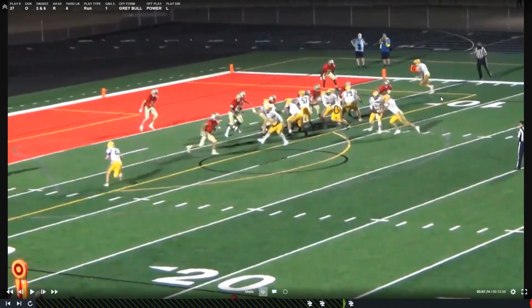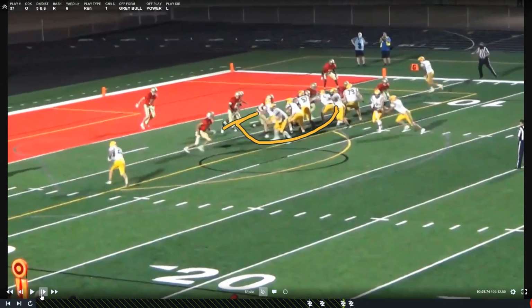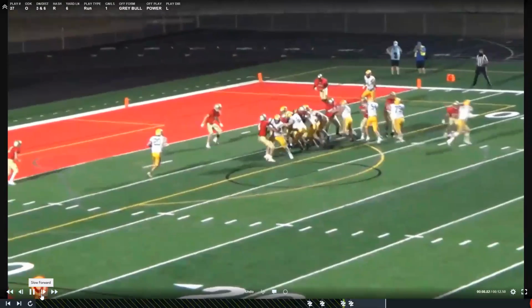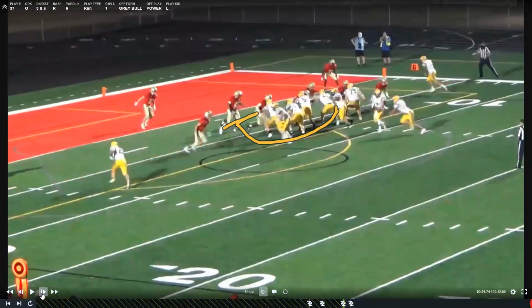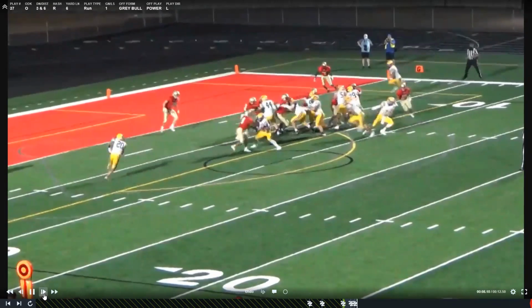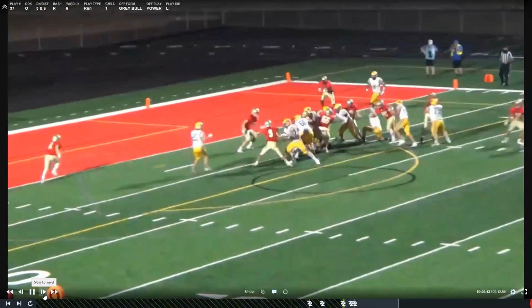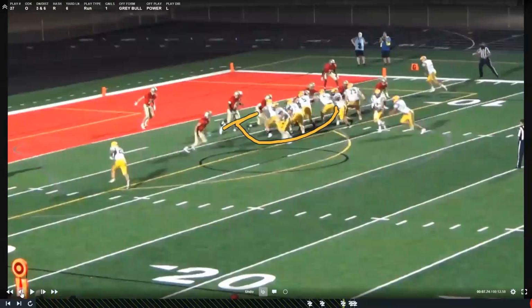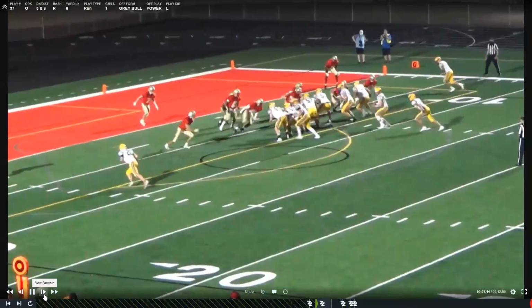Because guess what? We have this guard that should be pulling to him. And he does. That's where he gets to. But look who makes a tackle. The guy that you needed to stay on and wash down. If there's a guy in your gap, go wash him down as far as you can. That is your job. I'm trying to make it as simple as I can for you.